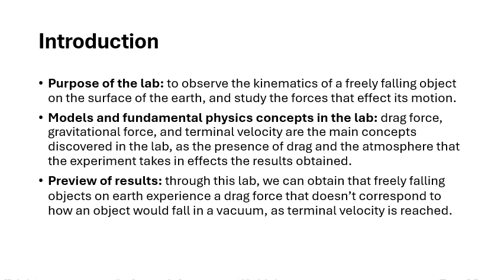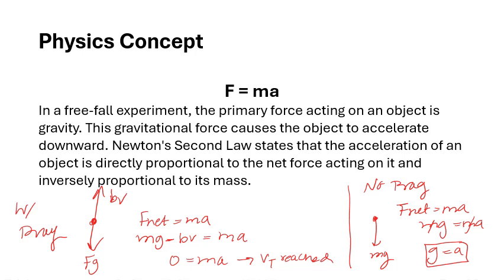Through the lab, we also learned that freely falling objects on the surface of Earth that are falling outside of a vacuum are normally faced with a drag force, which causes them to move with the terminal velocity. For the physics concept, it's mainly Newton's second law of motion, F equals ma. With drag, we have the force bv, and Fg minus bv equals 0. Therefore, there is no acceleration and there is a terminal velocity. When there's no drag, we only have mg equals ma, and a is just g.